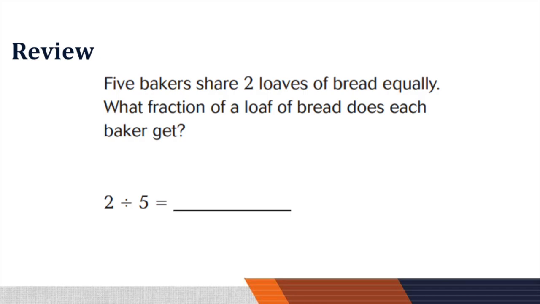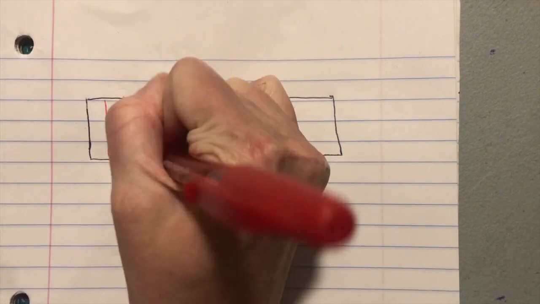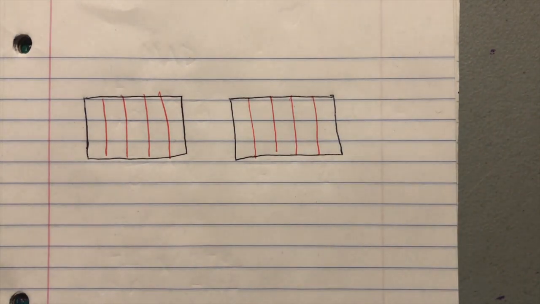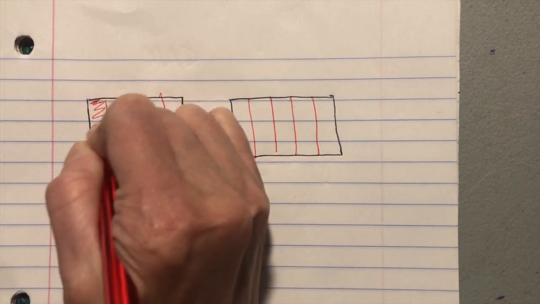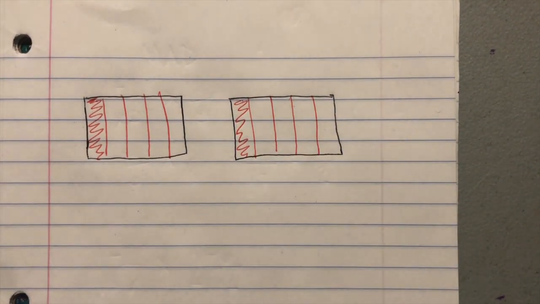5 bakers share 2 loaves of bread equally. What fraction of a loaf of bread does each baker get? So I have 2 loaves of bread and I'm going to split them between 5 bakers. So I'm going to take each loaf and split it into 5 pieces. 1, 2, 3, 4, 5. 1, 2, 3, 4, 5. So each baker gets 1/5, 2/5.